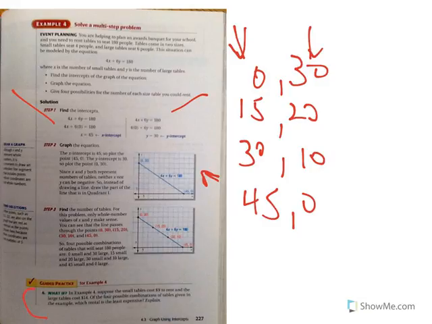And then the rest of the problem, for the second part, it says if the small tables cost $9 to rent and the large tables cost $14, of the four possible combinations of tables given in the example, which rental is least expensive, and then explain. So all you're going to do is multiply any number in this column here by 9, and then you're going to add to that the number in this column here, multiplied by 14. So then you can figure out which one is the best deal.